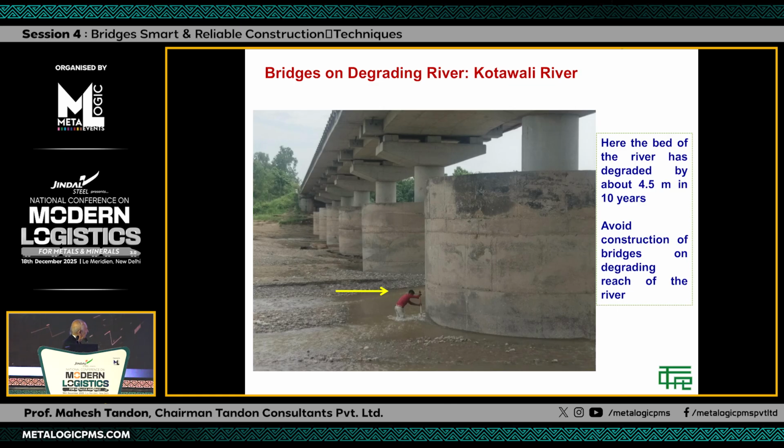Here you can see a well foundation or caisson foundation. 4.5 meters of it has been eroded, and now the bed level is somewhere here. Previously, it was somewhere here at this place. So this lowering due to local scour can undermine the foundations and therefore result in collapse of the bridge.